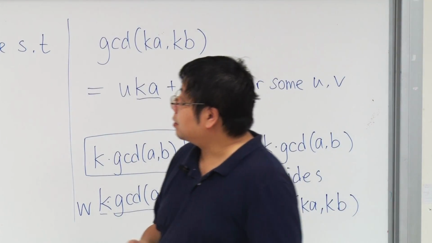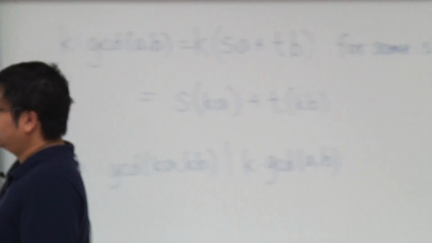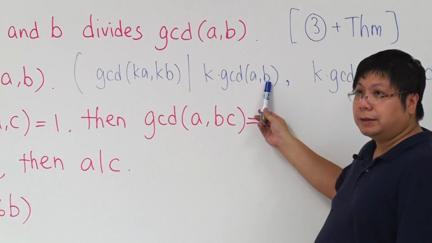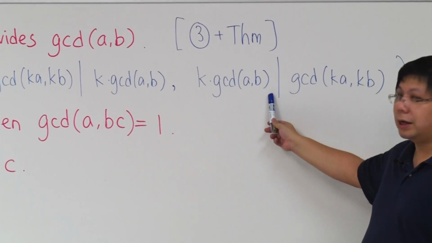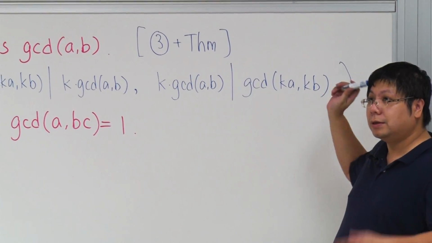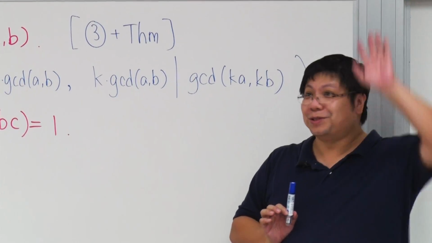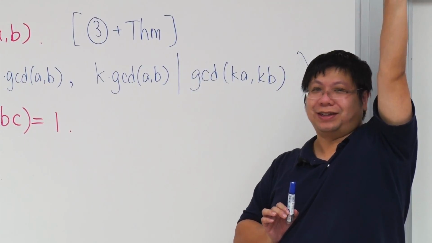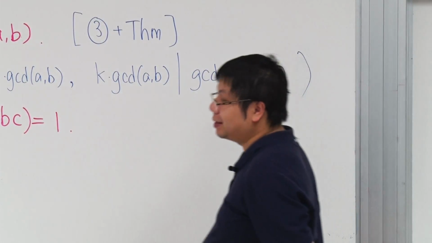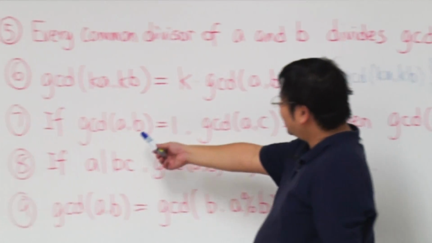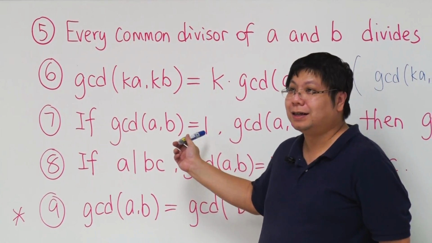So we get the result. This number divides this number, the product of these two divides this number, so they have to be the same. If you're okay with this, could you please raise your hand? Okay, good.